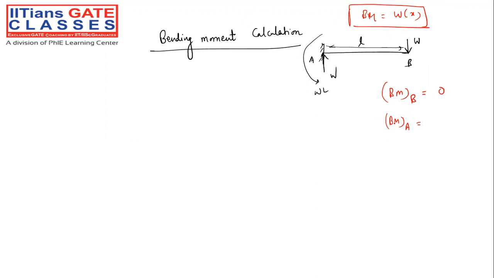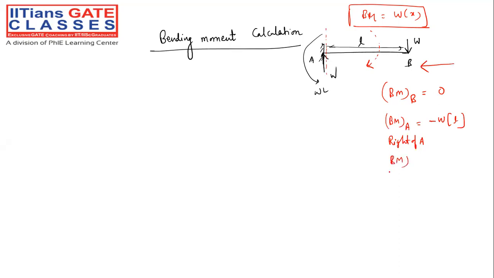What did you understand? Let me explain. Bending moment at point A, when you just consider just to the right of A, what are you getting? Minus W into L. Why are we writing minus W into L? Because that will try to create a hogging bending moment like this. And according to our sign convention, that has to be negative.